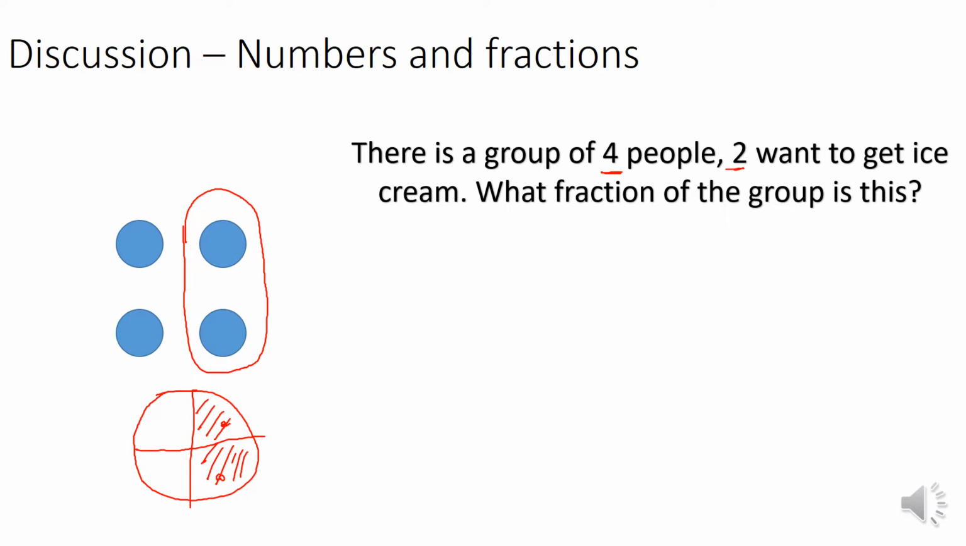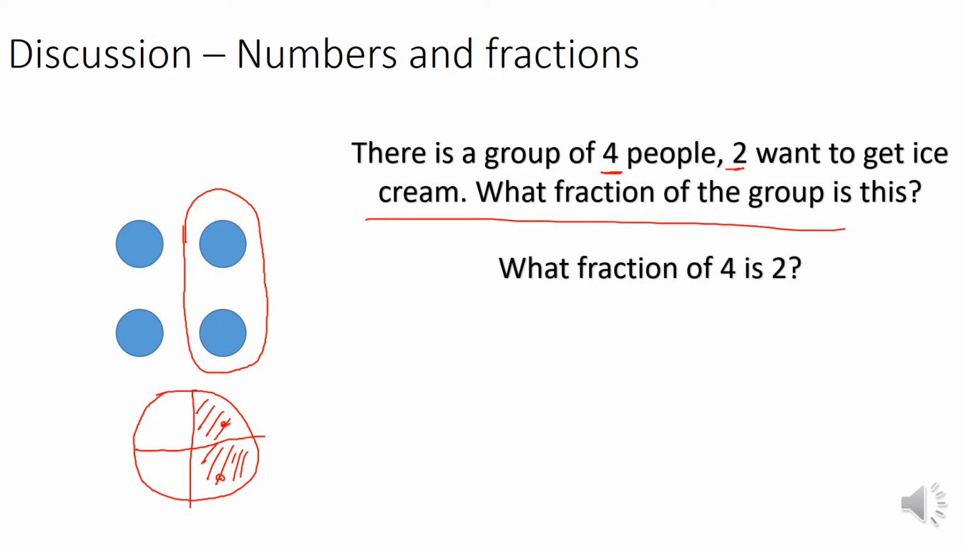So where we've got this big wordy thing, we're just going to write the key information. What fraction of 4 is 2? So I'm going to write 2 out of 4 want to get ice cream, and then we're going to write 2 fourths, or 2 quarters, because we've got 2 out of 4.